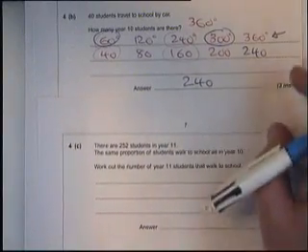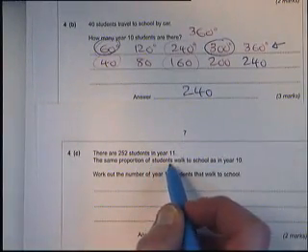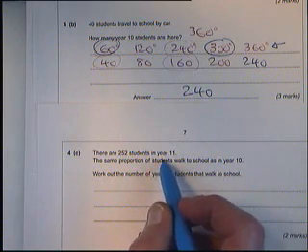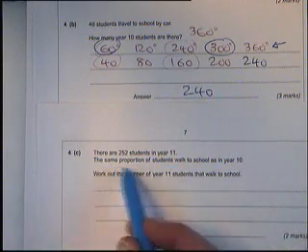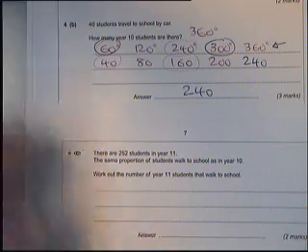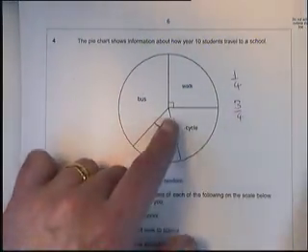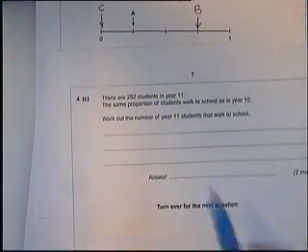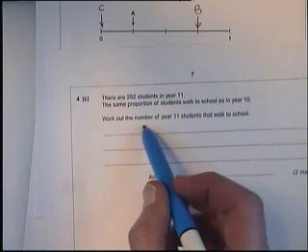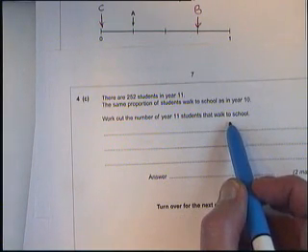This question continues with part C. There are 252 students in Year 11. Now, so far we've just been looking at Year 10. The same proportion of students walk to school as in Year 10. So let's look up here. Walking was a quarter. A quarter of the people walked. So we've got to work out how many are in Year 11 altogether.